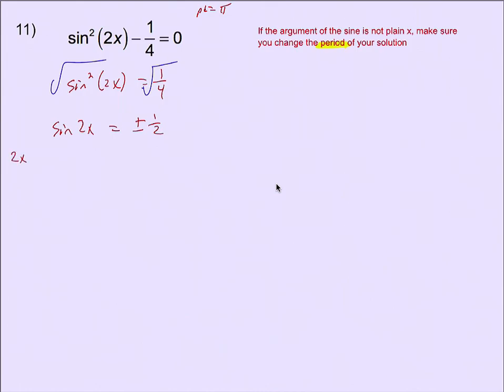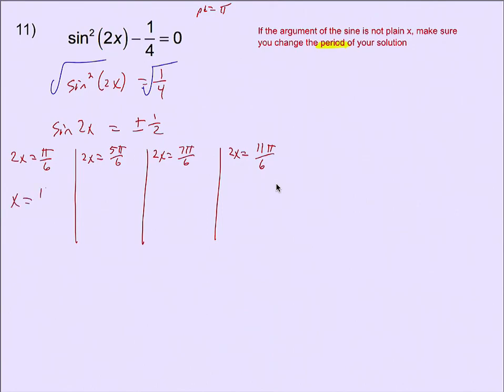So that means 2x could be pi over 6. But it could also be pi over 6 in any of the other quadrants. So it could be that 2x is 5 pi over 6. Or 2x could be 7 pi over 6. That's in the third quadrant. Or 2x could be 11 pi over 6. That's in the fourth quadrant. So we've got 4 possibilities here. In all of them, we still haven't figured out what x is. But that's easy. We just divide everything by 2, and we'll get x by itself.